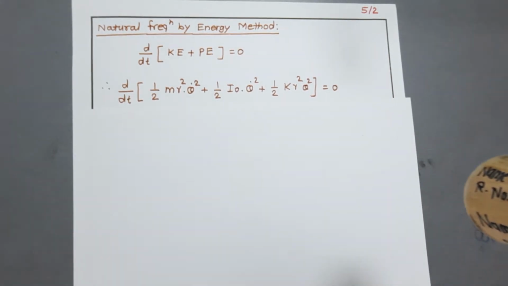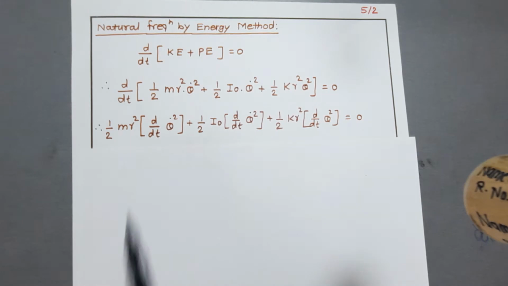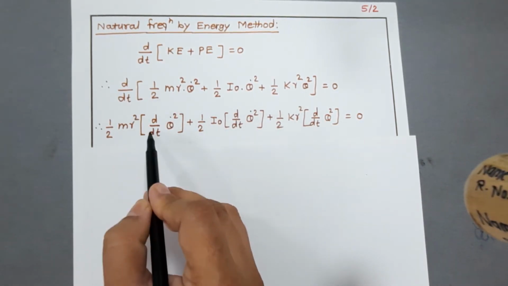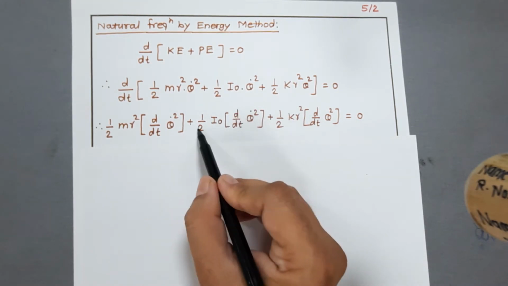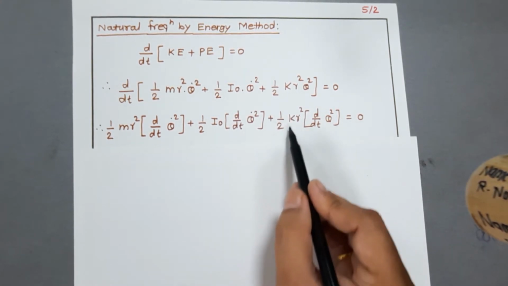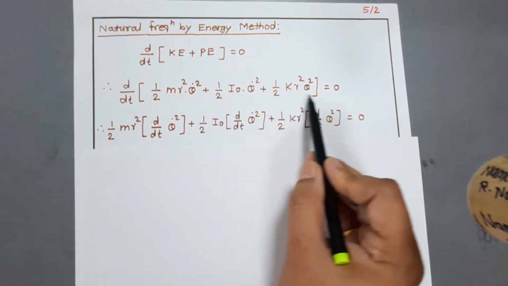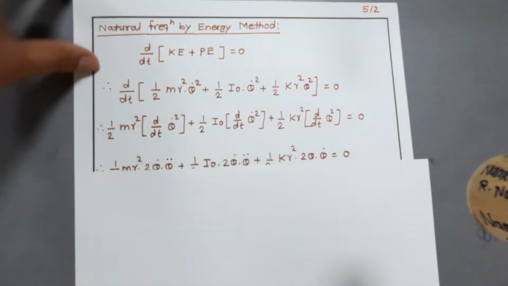bracket complete, equal to 0. Now further I am going to solve this bracket. From the first term, 1/2 m r squared is constant, to be taken outside, into bracket d by dt of theta dot squared, plus here again 1/2 I0 is constant to be taken, into bracket d by dt of theta dot squared, plus 1/2 k r squared is constant, so into bracket d by dt of theta squared is equal to 0. Now we will solve these terms one by one.